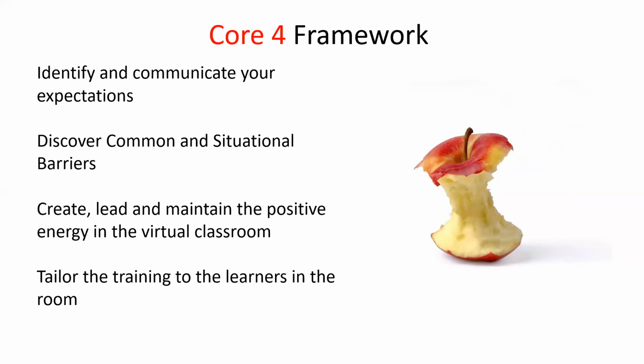The first step in the framework is to identify and communicate your learners' expectations, or identify and communicate your expectations to your learners and your business partners. So that's step number one. Step number two is to discover the common and situational barriers that could be standing between you and your learners. Step number three, create, lead, and maintain the positive energy in your virtual classroom. And then finally, tailor the training to the learners in the room.